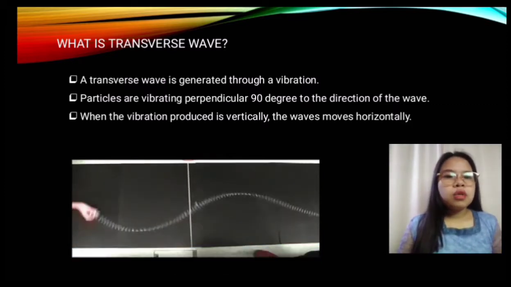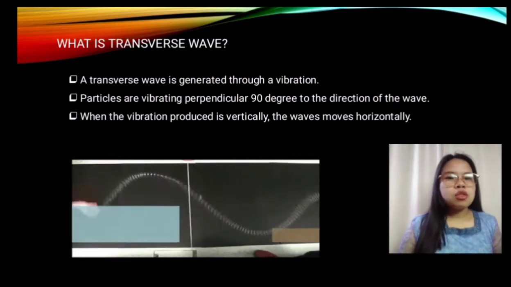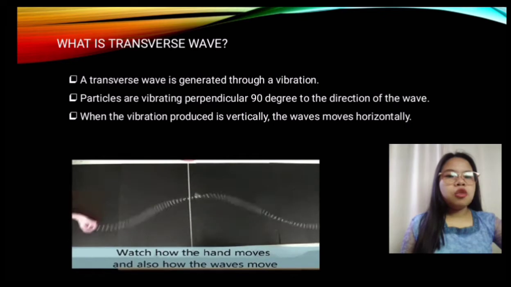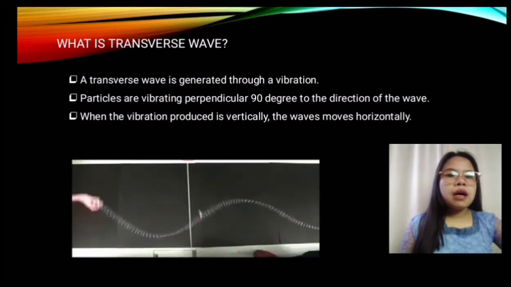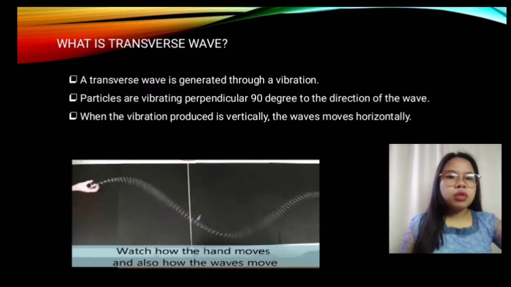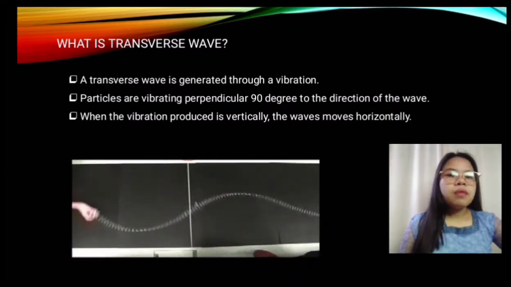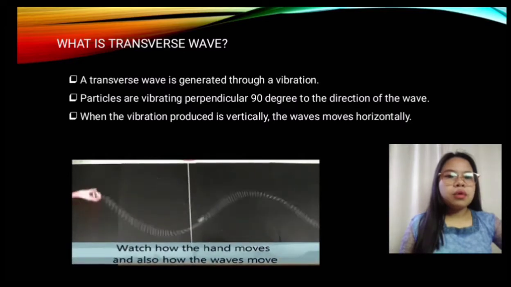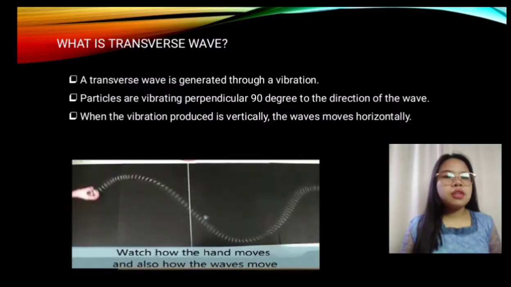So take a look at the attached GIF on the slide. One hand is holding the spring, and it continuously moves it in an up and down motion that creates a vibration. So the wave here oscillates up and down, going in a horizontal direction.